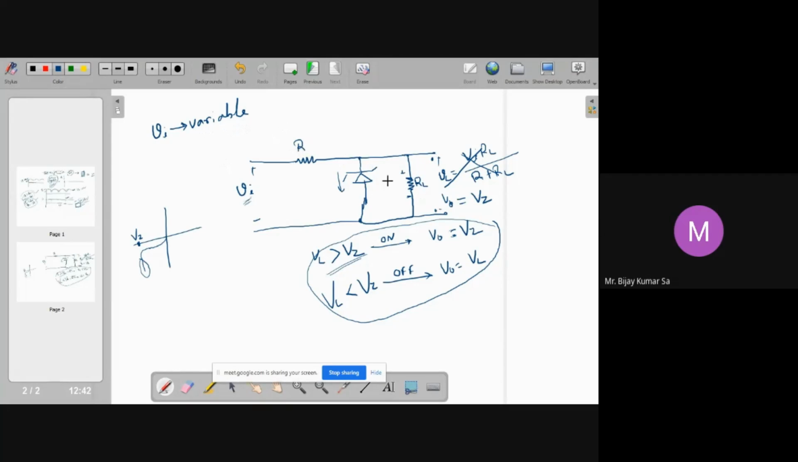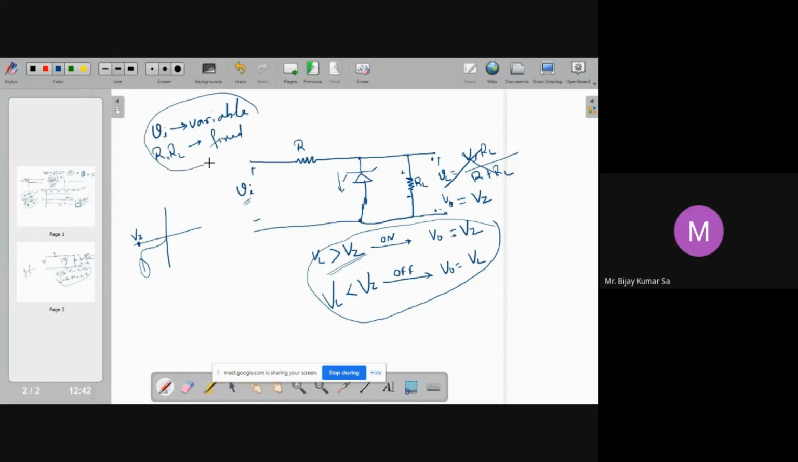This R and RL, this RL and R are fixed. Okay, by the designer himself, this R and RL is fixed for a typical condition. For a typical voltage regulator circuit, this R and RL are fixed.